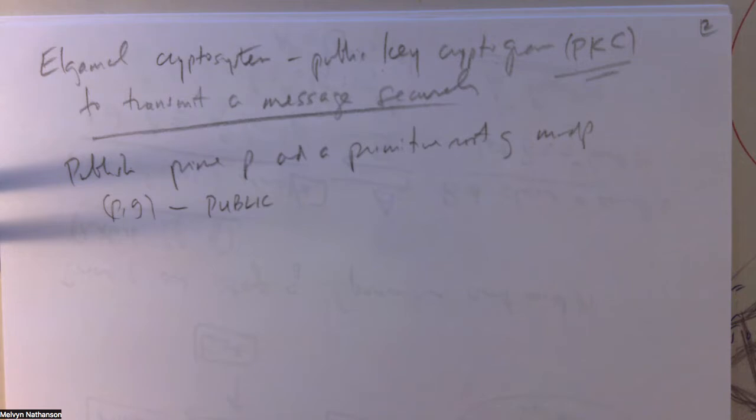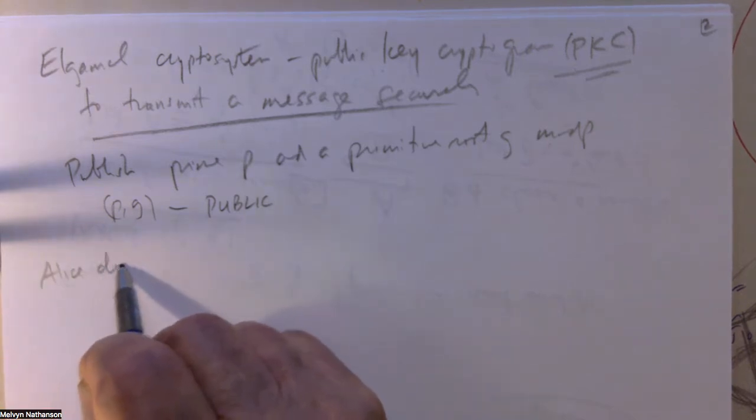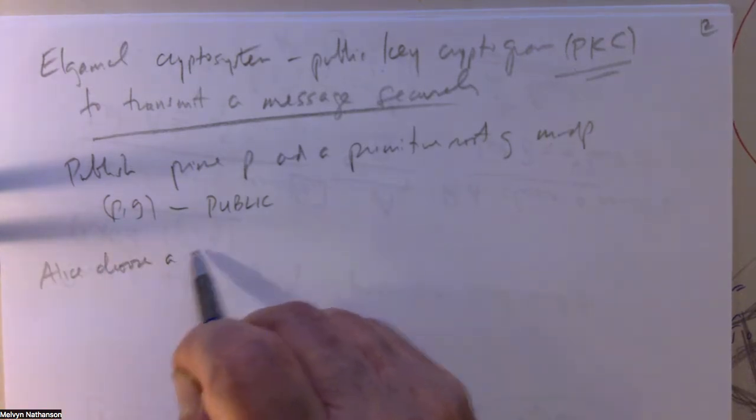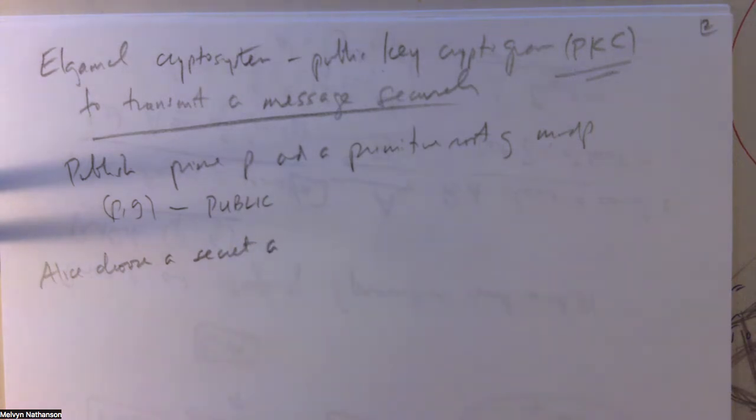Now, Alice wants to create a way that people can send her secret messages, and only she can decipher, decrypt, decode them. So Alice chooses a secret number, little a, that she doesn't tell anyone else.